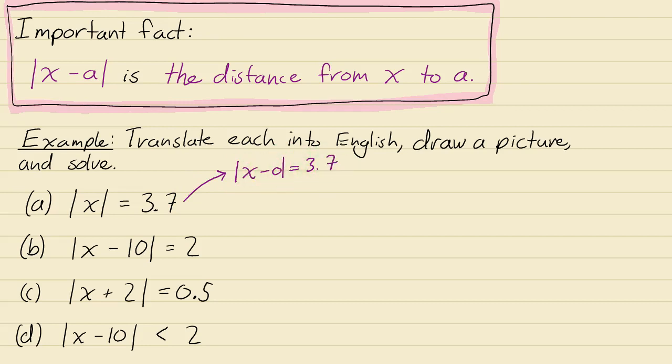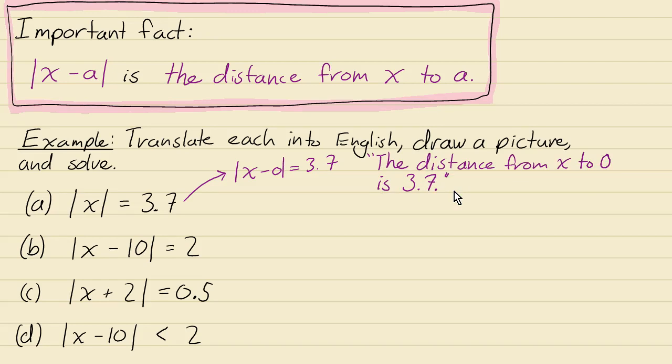And if you write it that way, you can see that that means the distance from x to 0. And you might remember from back in section 5.3, we defined the absolute value of x as just the distance from x to 0 in the first place. So yeah, that's the way I would write this. The distance from x to 0 is 3.7.